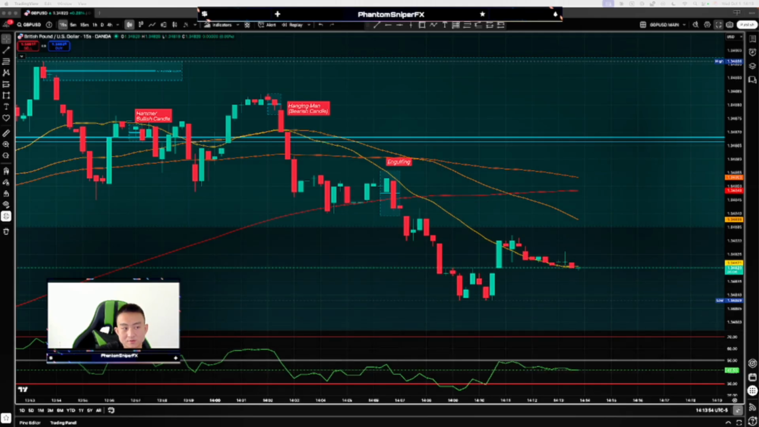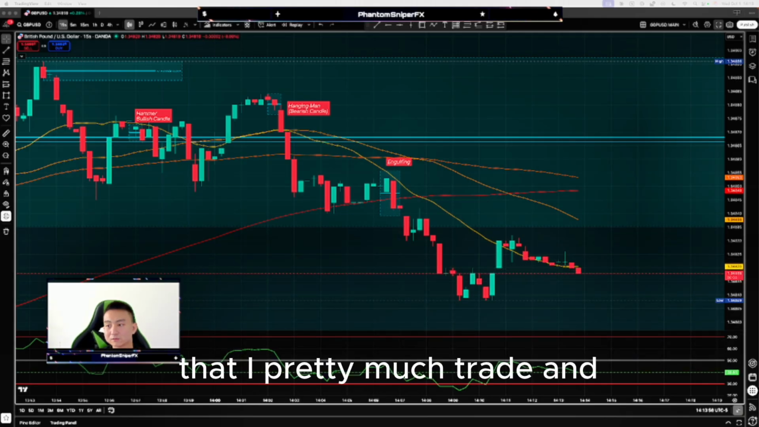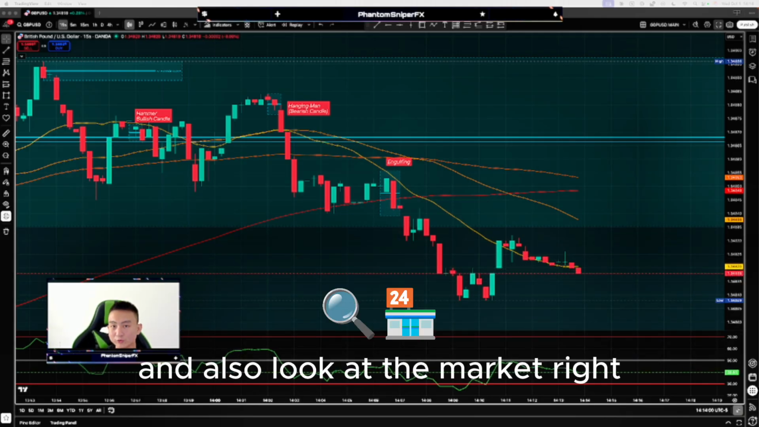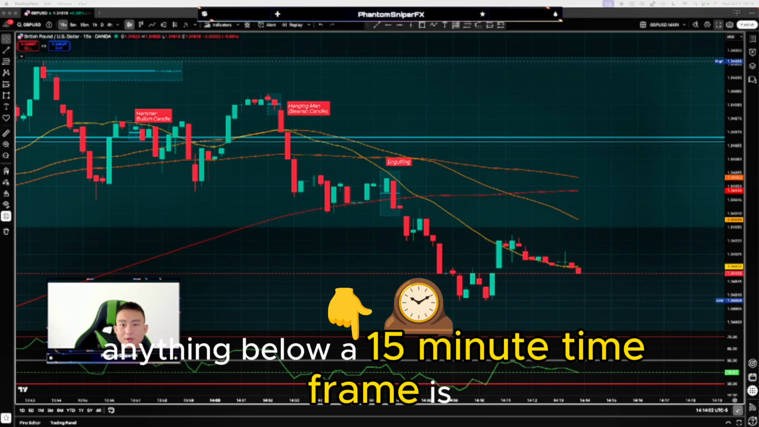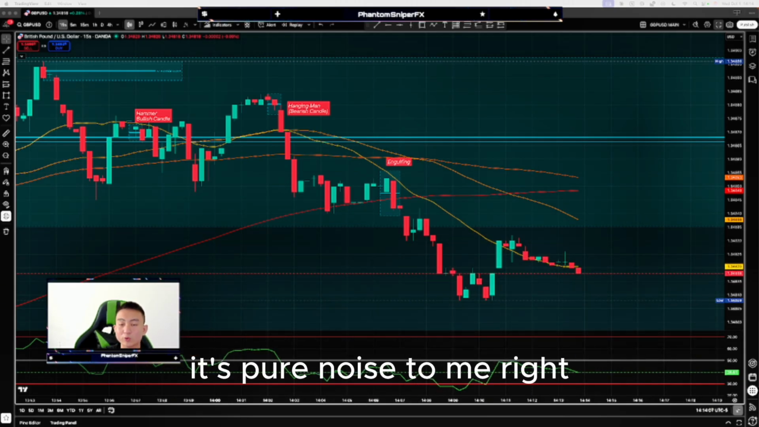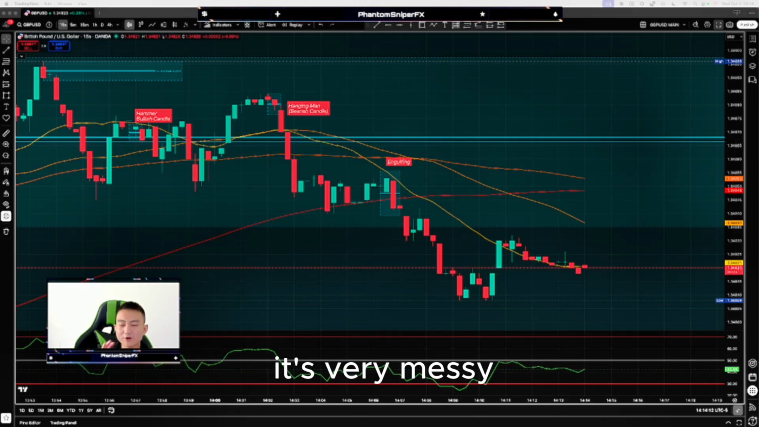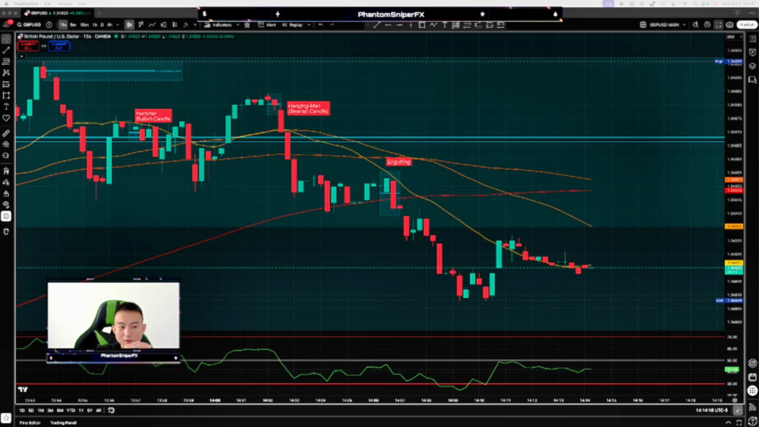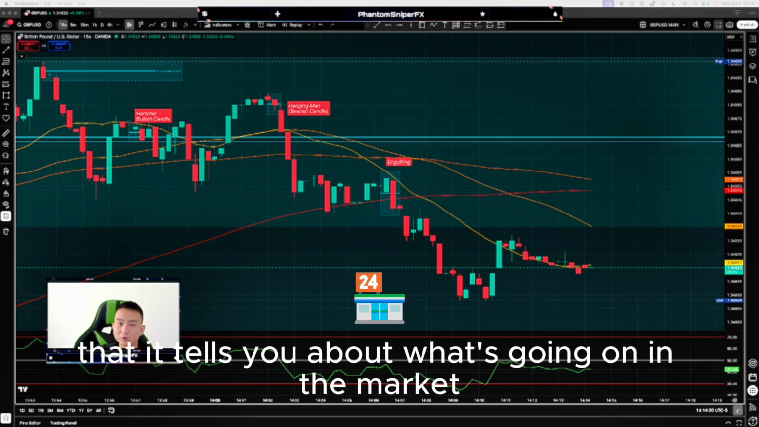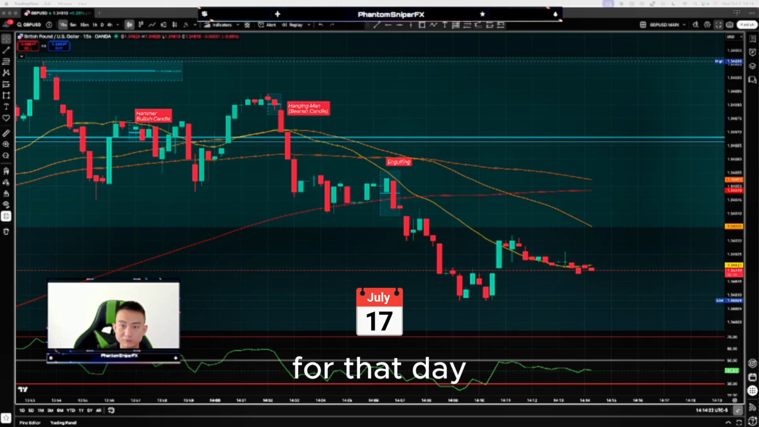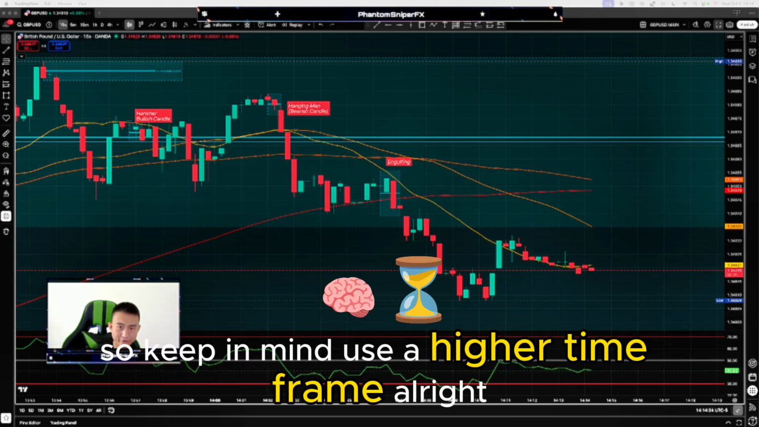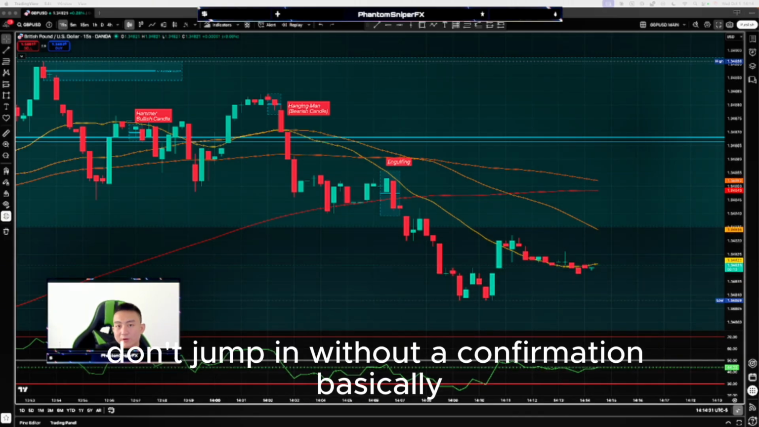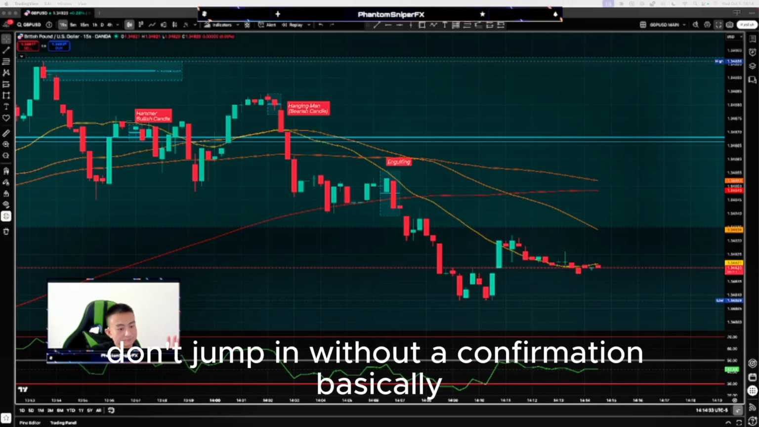Time frames. The way that I trade and look at the market, anything below a 15-minute time frame is pure noise to me. It's very messy. So the higher the time frame, the better the story it tells you about what's going on in the market for that day. So keep in mind, use a higher time frame. Don't jump in without a confirmation.